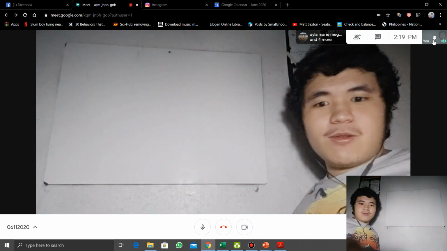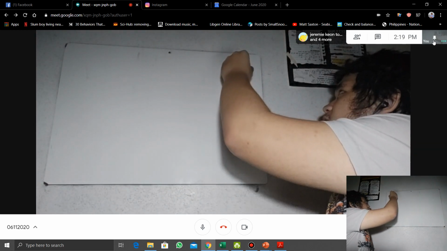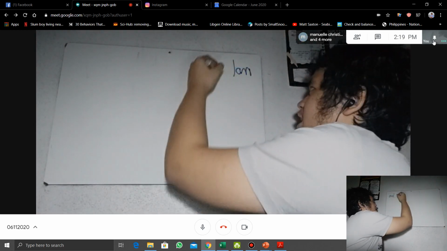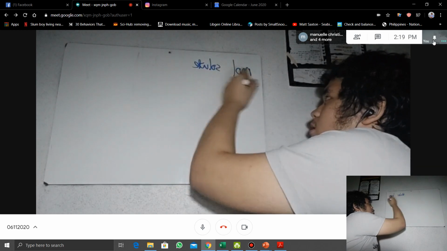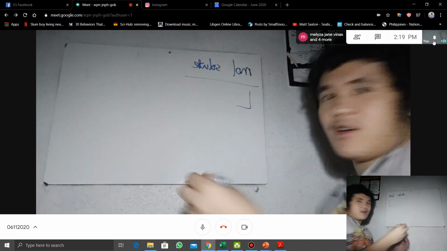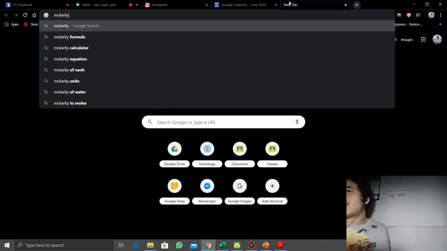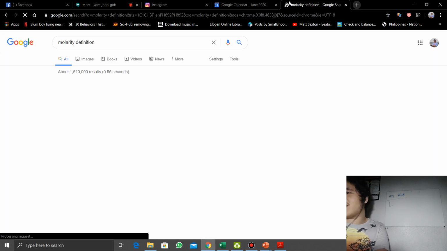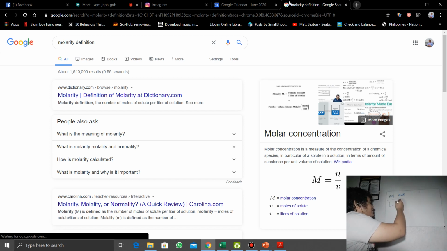So, molarity is simply moles of solute over liter ng, teka, check ko lang ha. Hindi pa pala nagagawa to. Molarity definition. Okay, number of moles of solute over liter ng buong solution mo.